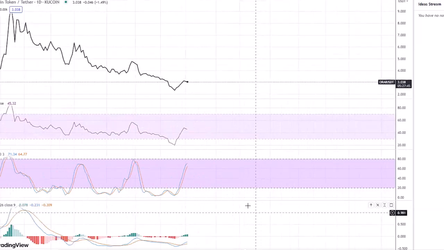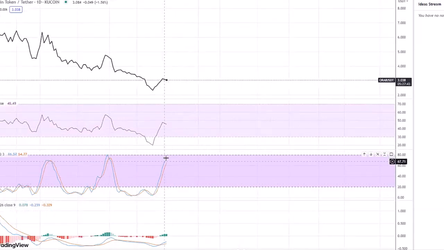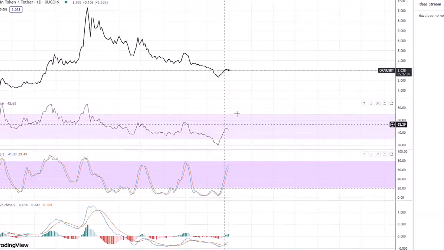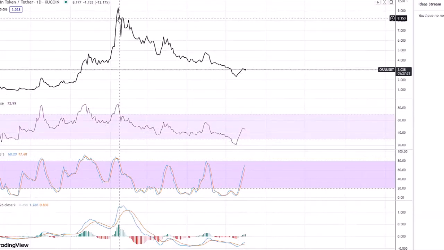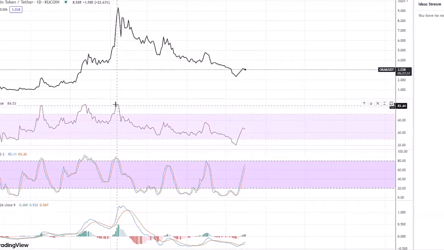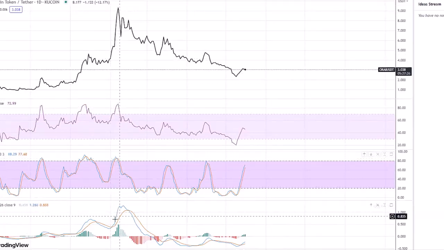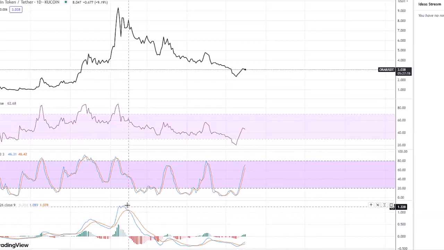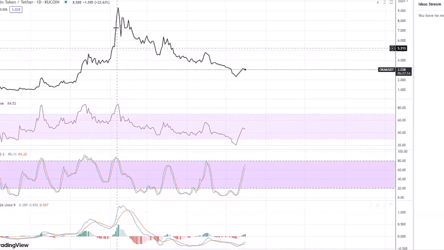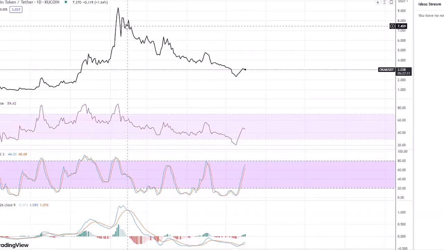So I personally wouldn't be interested in that. It's getting toppy on stochastics, and RSI is turning down, so it's in no man's land. If it was up, here we go. There's overbought on RSI, peak on price, stochastics peaked out, and MACD. Oh, well, that was a bit iffy. It didn't confirm until there. So some people actually wait until confirmation on the MACD, which would have been in that region there.